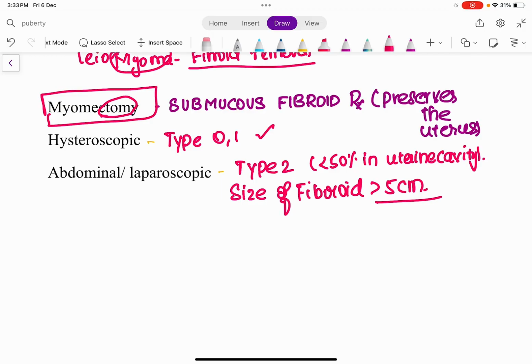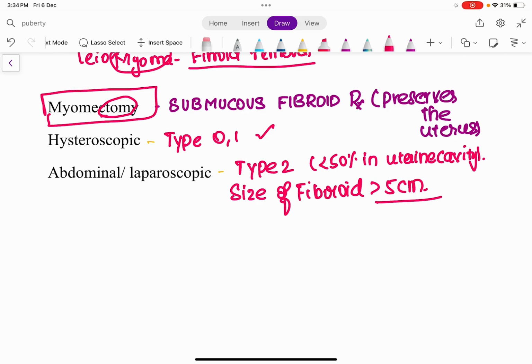Myomectomy is basically a procedure done to preserve the uterus, because in myomectomy you're just removing the fibroid or the leiomyoma. You're not going to remove the uterus, so it preserves the uterus. So in any patient who wants future pregnancy, let's say a 35-year-old female telling you that in the next year she's going to plan a pregnancy and wants to conceive and have a baby, in such females you cannot perform invasive procedures. You have to do procedures which can preserve the uterus, and that is myomectomy.